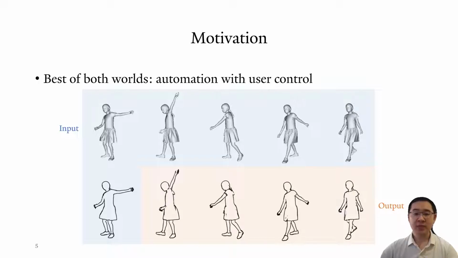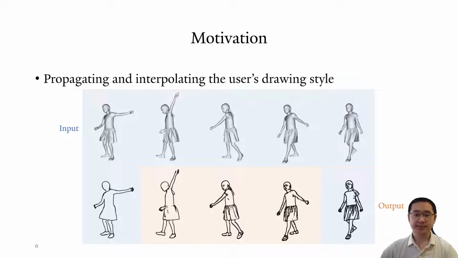We envision a system that takes animated 3D models as input, and the user only needs to provide a keyframe drawing. Then, drawings at all other frames will be automatically generated in a style consistent with the user's expectation. The user should also be able to add a new keyframe drawing, and the output at all other frames will be automatically updated by propagating and interpolating the user's drawing style.